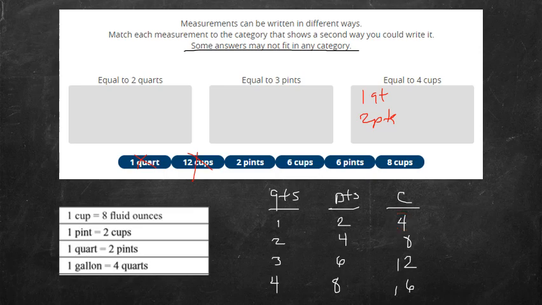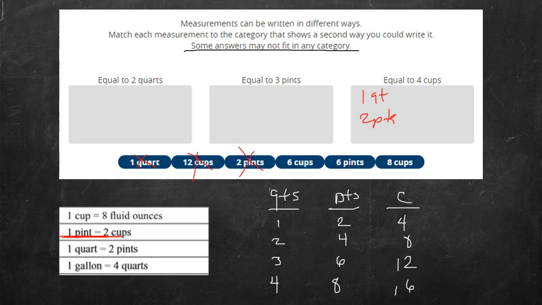So we're done with 2 pints. 6 cups. Well, I don't have 6 cups in my chart, but I do have my conversion table, and I know that in order to get cups, I can look at how many pints there are. So 1 pint is 2 cups. There's a reference.